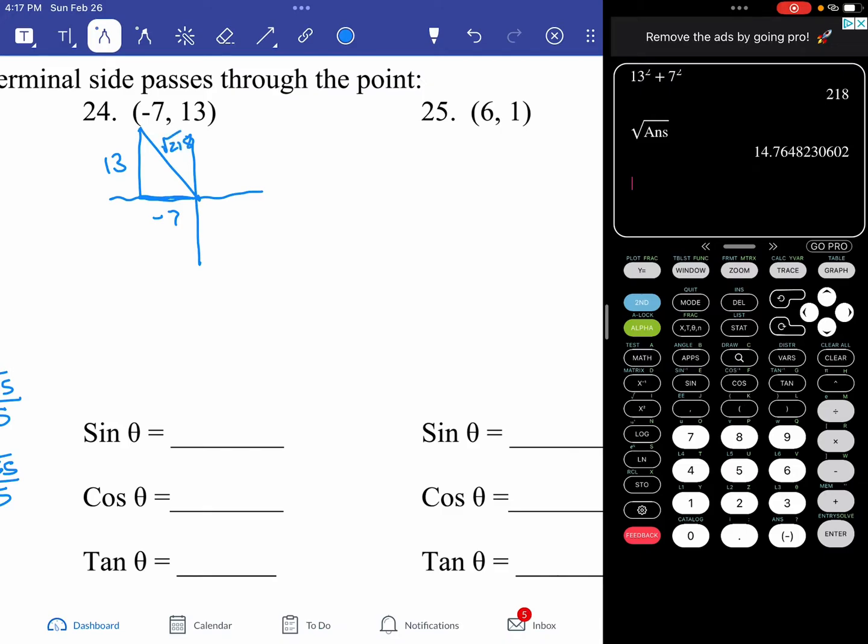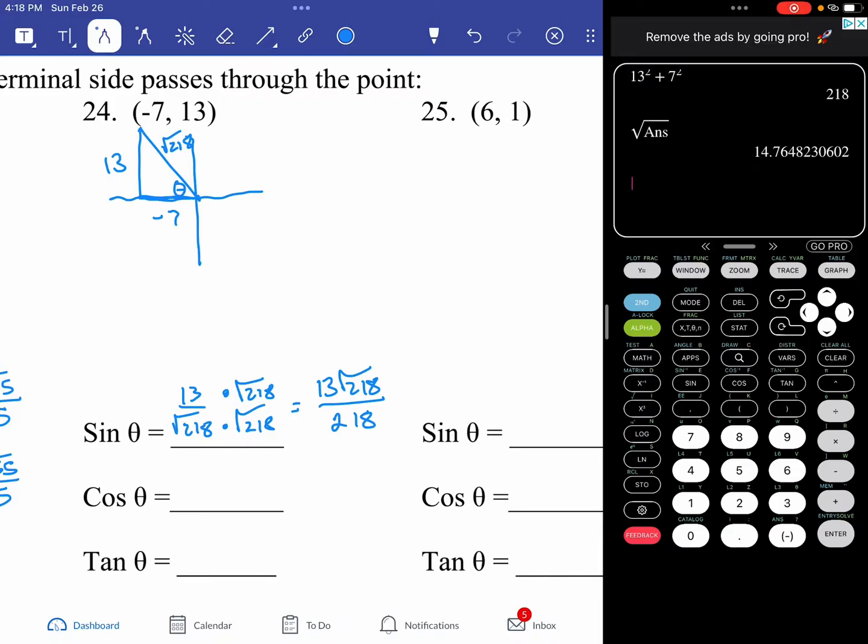So the sine is going to be, again, the reference angle is by the origin. The sine is going to be 13 over the square root of 218. Like before in the last problem, we can't leave the square root at the bottom of our fraction, so we multiply it to the top. So we have 13 square root of 218 divided by 218.